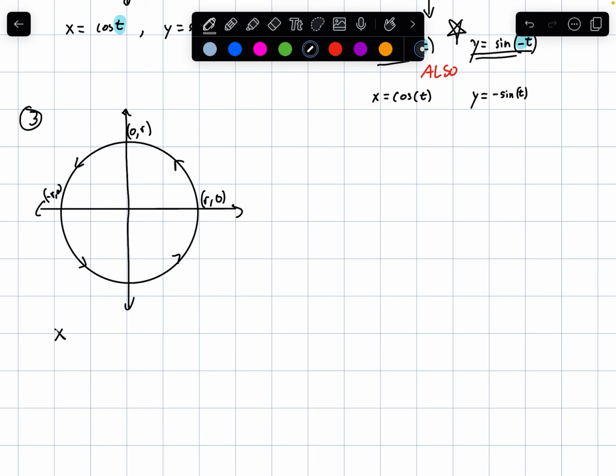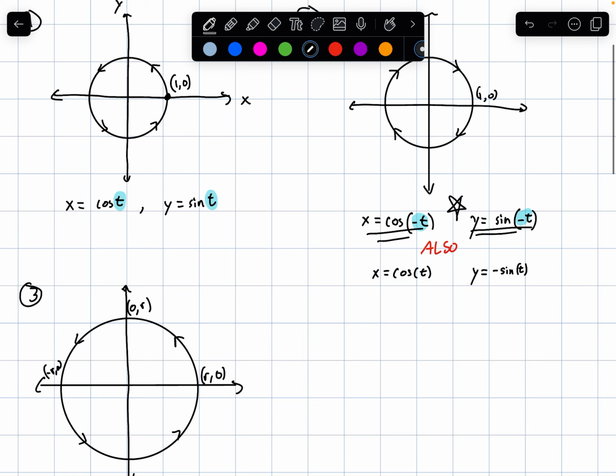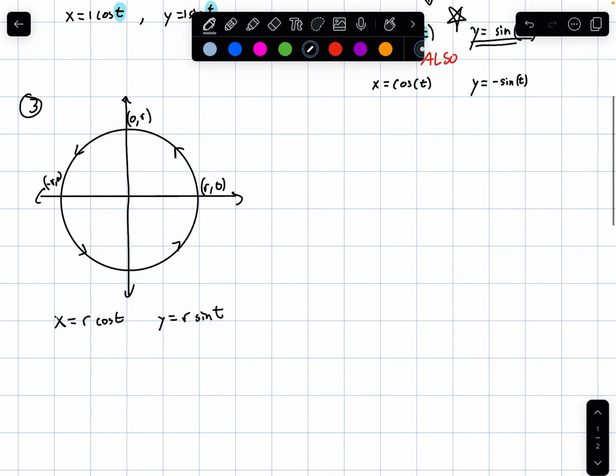So all we need to do is multiply our outputs by r. So x equals r cosine t, y is equal to r sine t. And this is consistent with our unit circle definition. R was simply 1, which we don't always write. So we multiply the radius by cosine t and sine t, and that gives us the x and y coordinates.